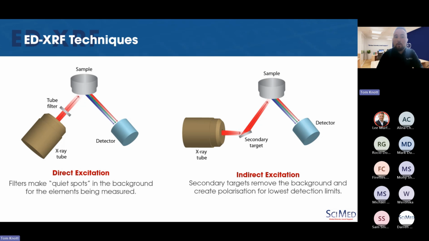What is perhaps becoming more popular in more modern systems is indirect excitation, whereby the incident X-ray beam is first passed through a secondary target and thereby polarizing the energy of that incident beam. And in doing so, it very much drops down the background noise that can be a characteristic of direct excitation systems, cleaning up the signal, meaning that XRF can attain vastly improved detection limits compared to conventional understanding.